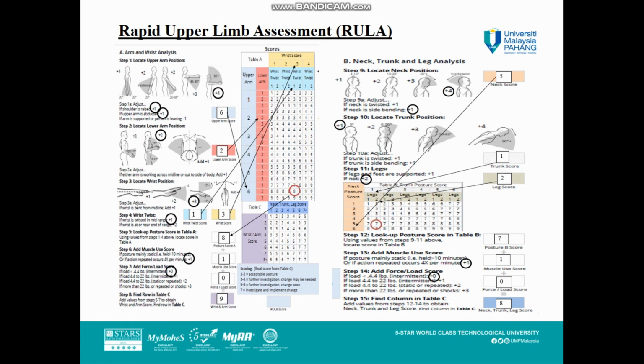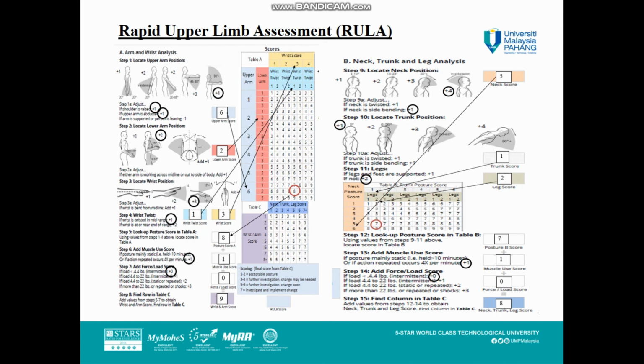Step 10, locate trunk position. We choose +1. If the trunk is twisted, +1. If the trunk is side bending, +1. So the trunk score for our case is +1.